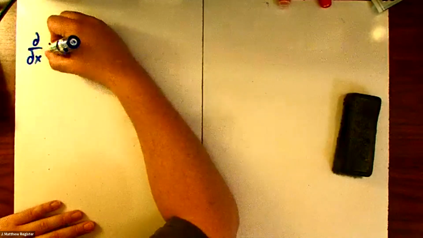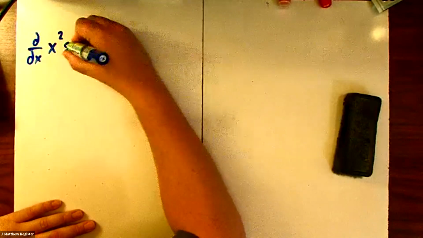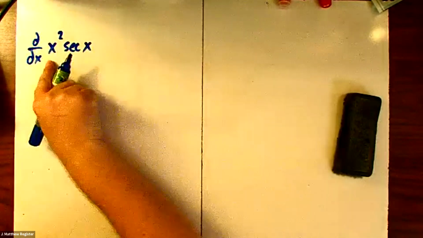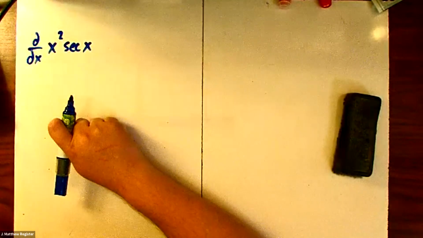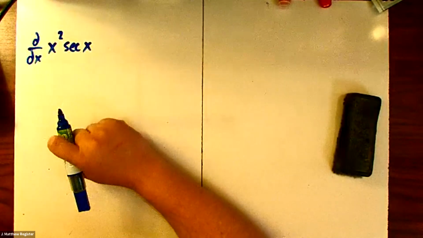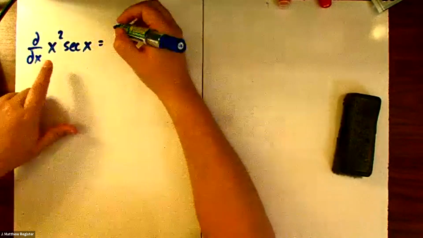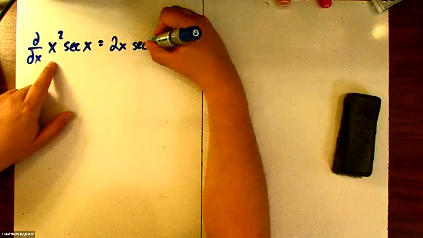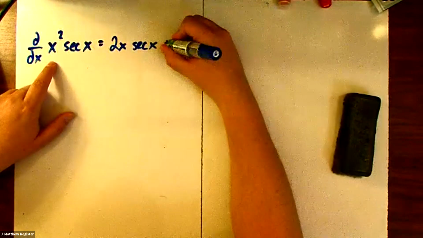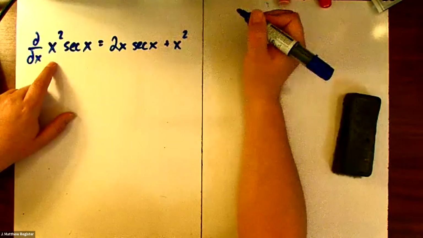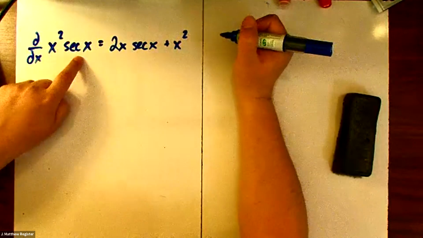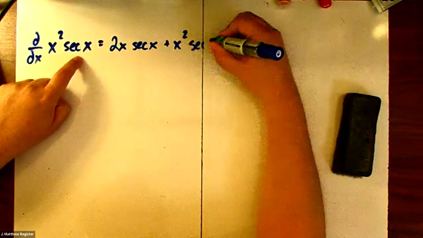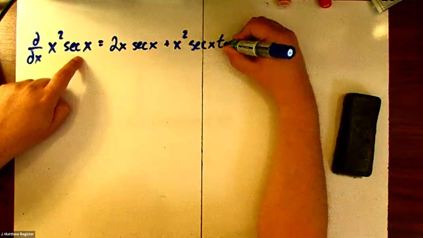of, how about x squared secant of x? We'll notice that this is the product of two things. And so we would use the product rule. The derivative of x squared is 2x. And then the secant of x hangs out, plus the x squared hangs out. And then we need the derivative of secant. And the derivative of secant is secant tangent.